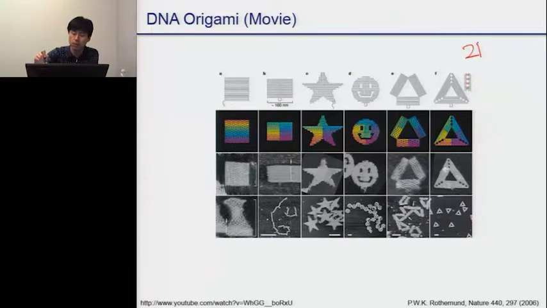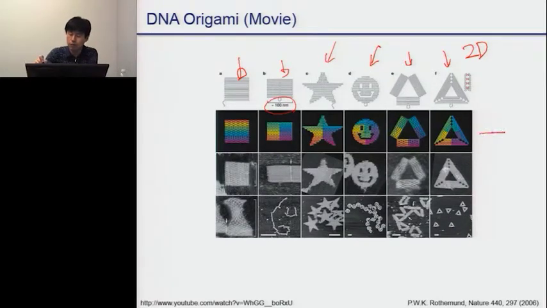These are all two-dimensional designs. We can make a square, a rectangle, a star, a smiley face, and a triangular structure. As you can see, the whole dimension of the box is only 100 nanometers. So as to dimension control, this is as fine as most of the advanced lithography can offer.